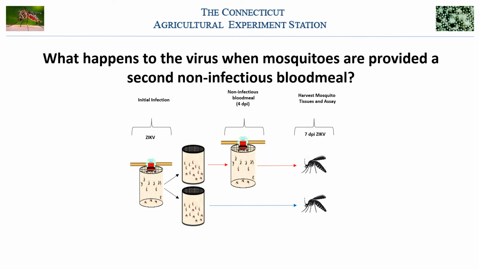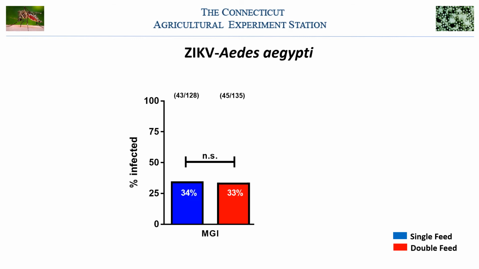We provided Aedes aegypti with a Zika virus blood meal, separated them into 2 groups, waited 4 days, gave half of them a non-infectious blood meal, so no virus this time, just regular blood, and then held them for an additional 3 days. So 7 days post-infection, we assayed for Zika virus infection in the gut and also for disseminated infection. As you'd expect, mid-gut infection rates were the same between the 2 groups because they were fed the same initial infectious blood meal.